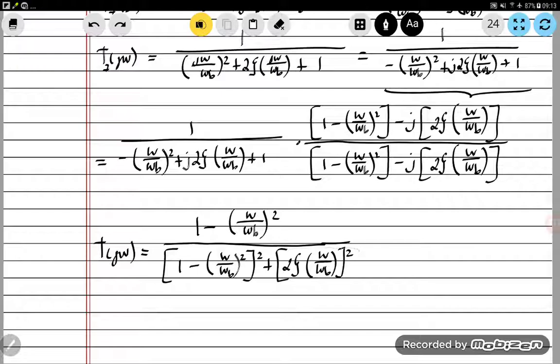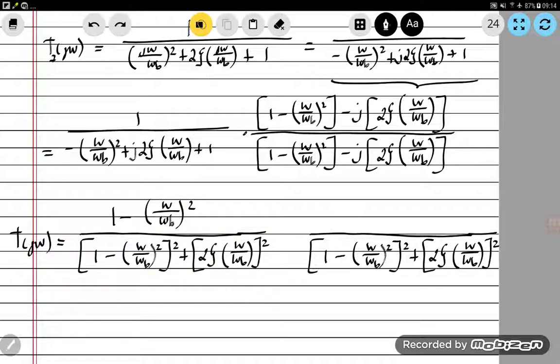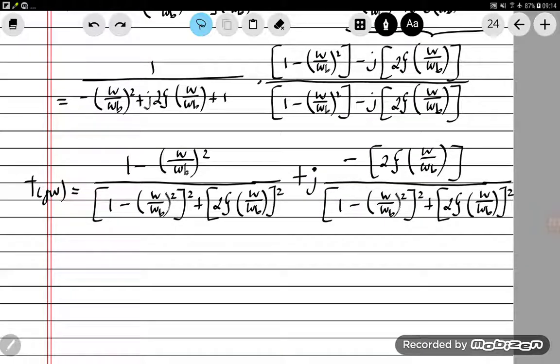I'm going to copy this again. And that numerator should be 2 zeta omega over omega_b. Okay, and there's still a j term. Let's put the j term there. So that's our frequency response transfer function, after we set s equal to j omega and then put it into the standard form a plus jb. And this is the real part, and that's the imaginary part.